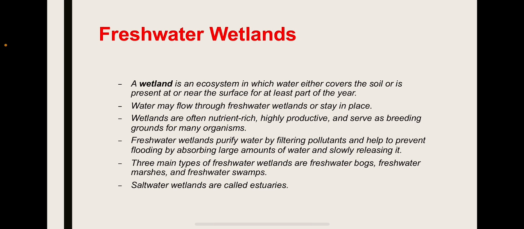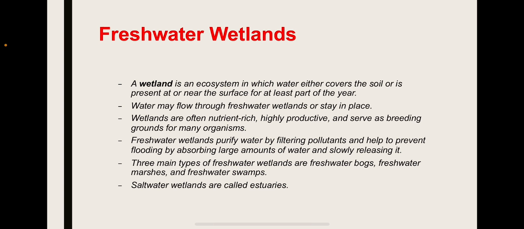Freshwater wetlands. A wetland is an ecosystem in which water either covers the soil or is present near the surface at least part of the year. Water may flow through freshwater wetlands or stay in place. Wetlands are often nutrient rich, highly productive, and serve as a breeding ground for many organisms. Freshwater wetlands purify water by filtering pollutants and help to prevent flooding by absorbing a large amount of water and storing it.